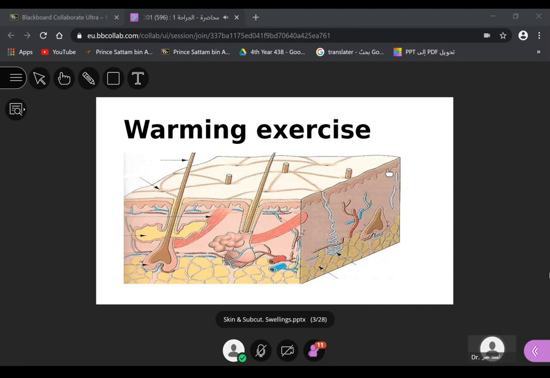I would say that it's by diffusion. The supply of the epidermis is by diffusion from the layer beneath it, which is the dermis.